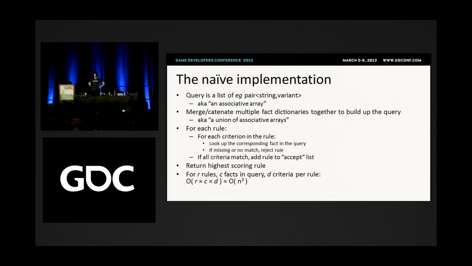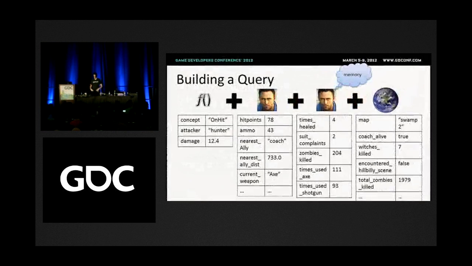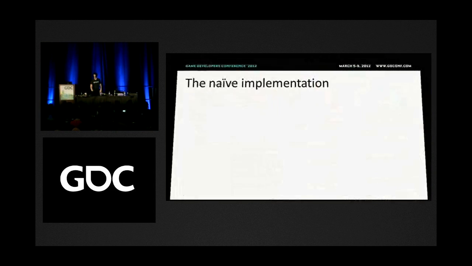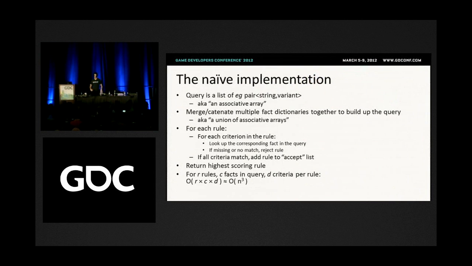Think about how we can implement this. All right. Query is a list of strings and variants. It's an associative array. When you go to query into the system, you take all the sources of data, you load them together, you do the big copy, the associative array merge, you end up with one gigantic dictionary. That's your query. Then for each rule in the database, and for each criterion in that rule, you look up the corresponding fact in the query. Does it match? Rule survives. If it does not match, rule rejects. Sort the survivors, return the highest scoring rule. That's your speech. It works. It works in cubic time, also pronounced as you're fired. So we can do better.